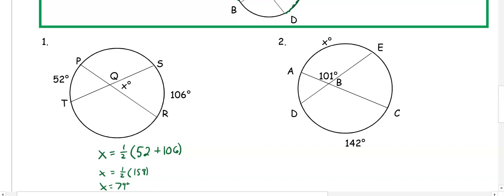Now, in number 2, our angle is 101 degrees, and it is equal to 1/2 arc plus arc. So the arcs here are x and 142. Because we are solving for x and it's in parentheses, to get rid of the half, we are going to first multiply both sides by 2. The 2 and the half cancel out, so we get 202 equals x plus 142. Then we can subtract 142 from both sides, so we get x is going to be 60 degrees.